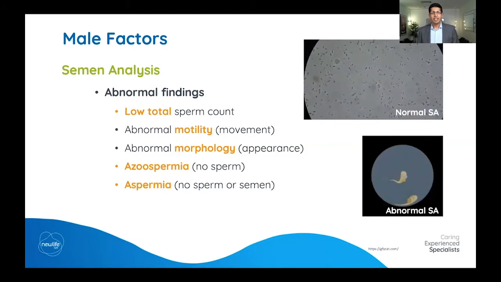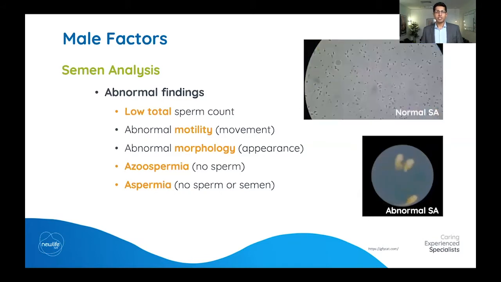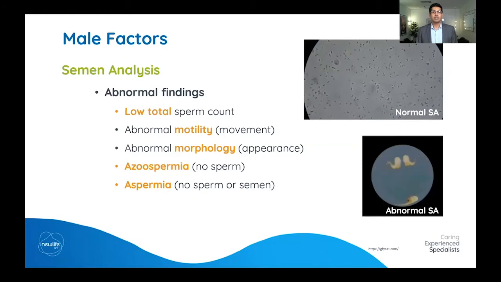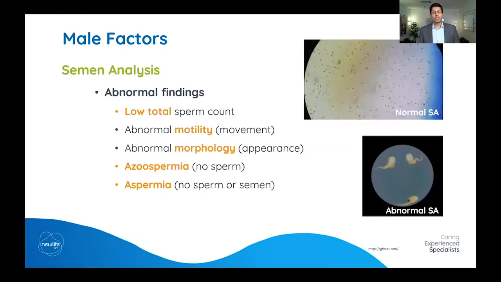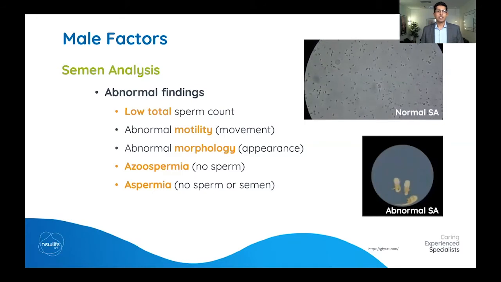Now, interestingly, for the shape of the sperm, we only need 3% or more, 4% or more to be considered normal shape. So that's normal for us as a species. If on the semen analysis we see no sperm, that's a condition called azoospermia, and no semen is aspermia. Now, that's the most fundamental analysis.